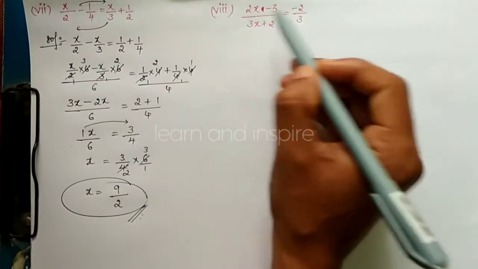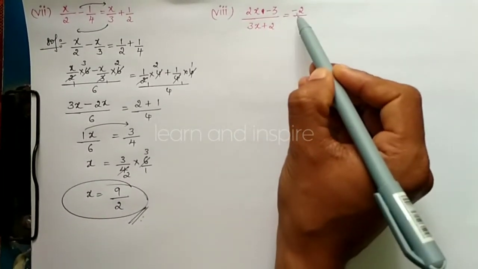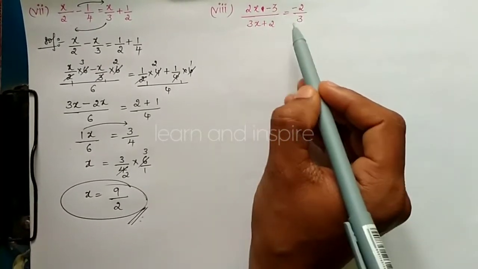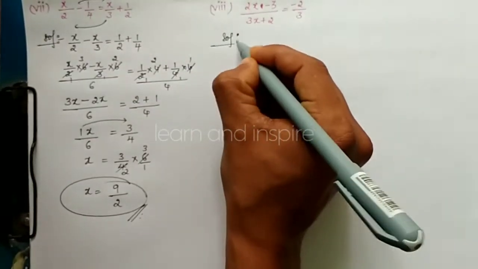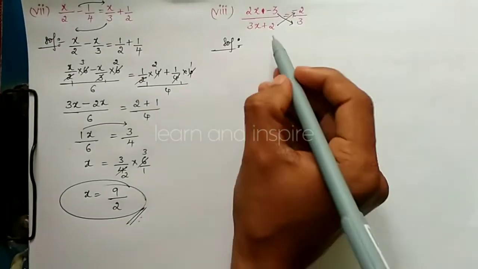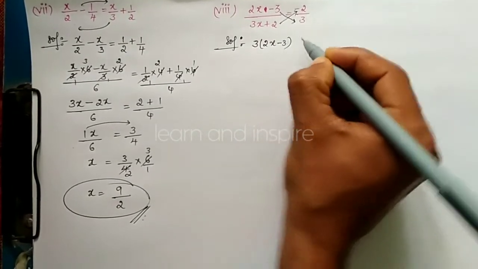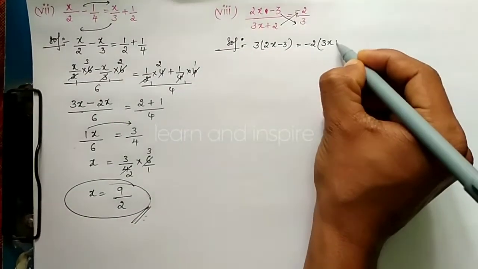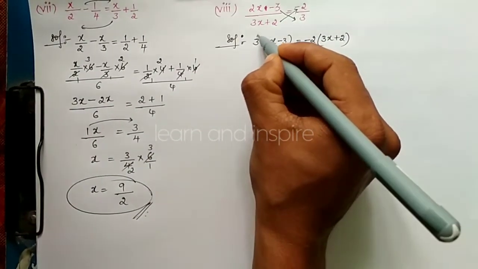Next, question number 8. 2x minus 3 divided by 3x plus 2 is equals to minus 2 by 3. So in this problem we can directly cross multiply the numerator and denominator. Okay, so cross multiplying, and from this we can find the value of x. That means 3 is multiplied with 2x minus 3, which is equals to minus 2 is multiplied with 3x plus 2. So first we have to cross multiply, then we can multiply with 3 into 2x.